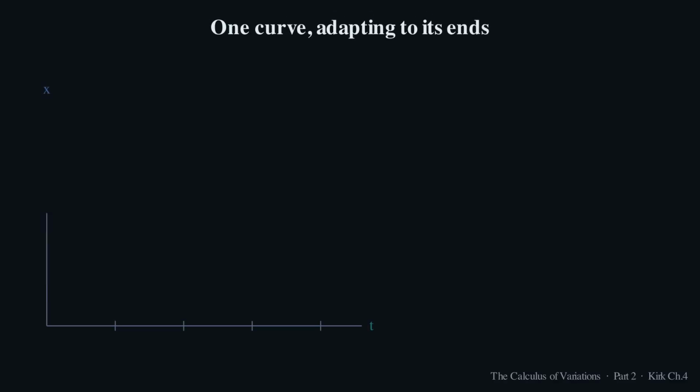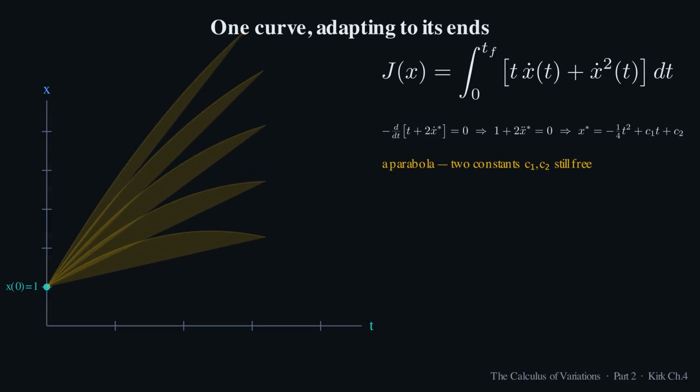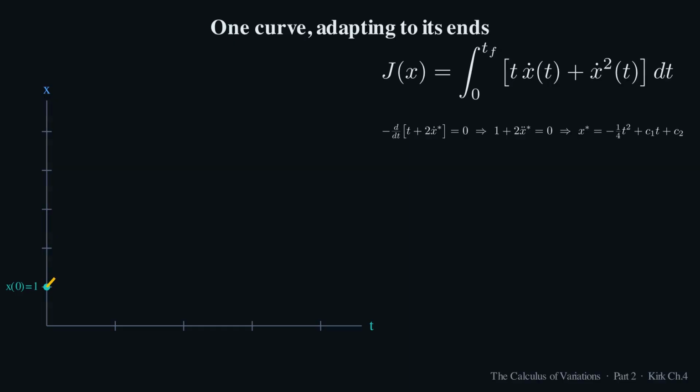Watch the table do real work on one integrand. Take J equals the integral of t times x dot plus x dot squared. Its Euler equation integrates twice to give x star equals minus 1/4 t squared plus c1 t plus c2, a parabola with two free constants. Now change only the boundary conditions and let the same parabola adapt.